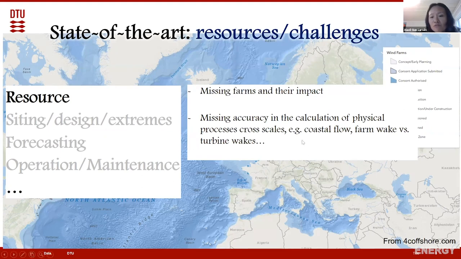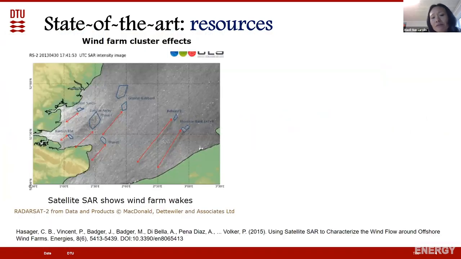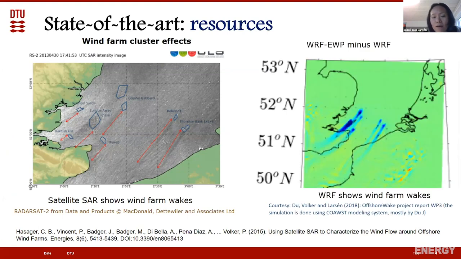We talked about the coastal flows yesterday and the farm wakes versus turbine wakes. And those wakes are very real, as Charlotte also showed in her slides. And here is another example showing the wakes can be tens of kilometers long in the favorable stable conditions. There are communities now working on modeling these farm wakes. And DTU is also among them.